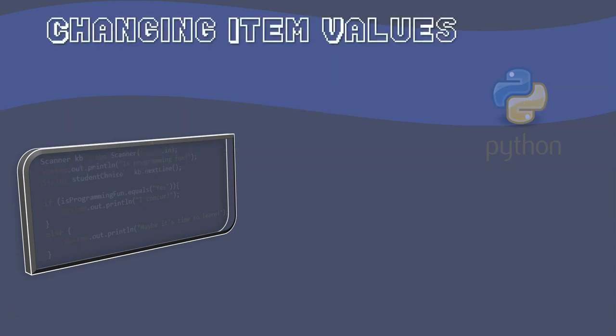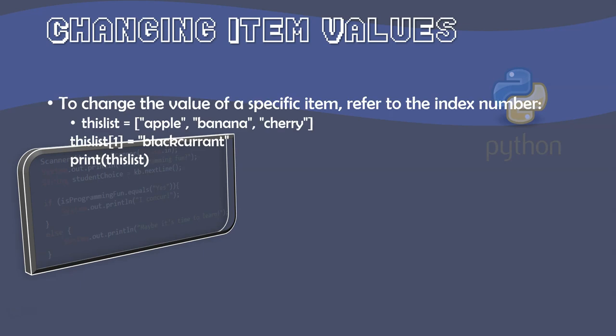Now, what if we wanted to change those item values? Well, to change the value of a specific item, we refer to the index number. So, for example, if I have a list, again, apple, banana, cherry, and I say this list 1 is equal to blackcurrant, and I print this list, we are changing that specific value.